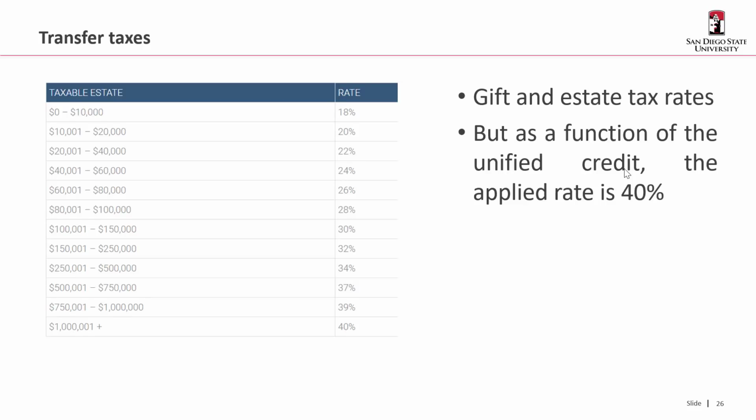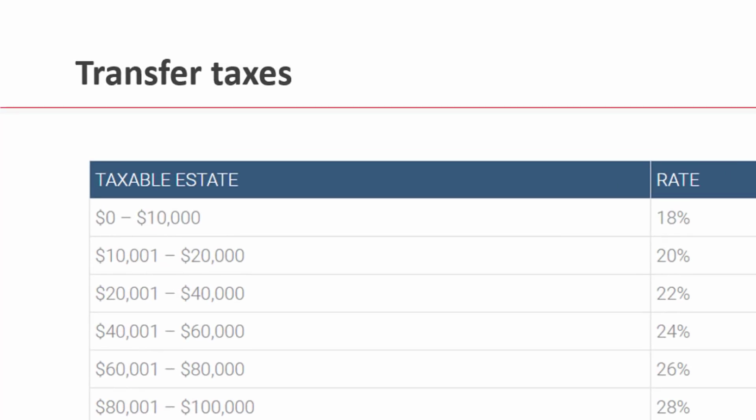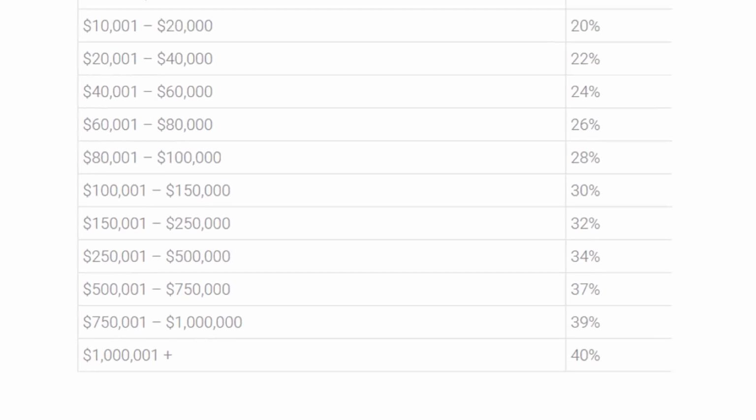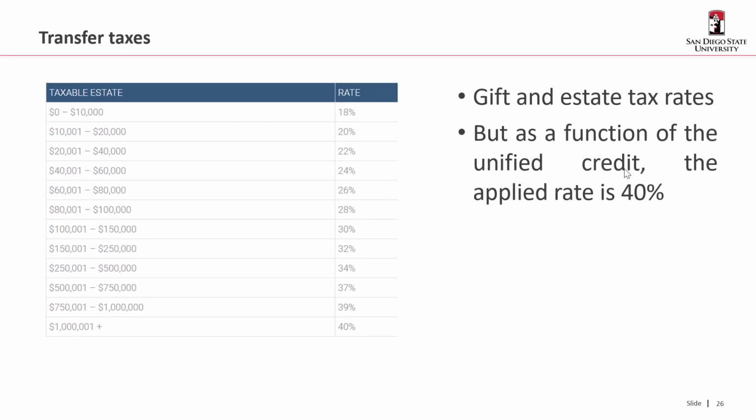So you can see the transfer tax rates are fairly progressive. The taxable estate at over $1 million goes to 40%. But as a function of the unified credit and the way that works, the applied rate is almost always, in all instances, actually 40%. So think about it as what happens is even though you get to take the unified credit against $11 million of your estate, that $11 million includes this 0 to $1 million that you see here in the transfer tax table. So as a result, the rate is almost always 40%.